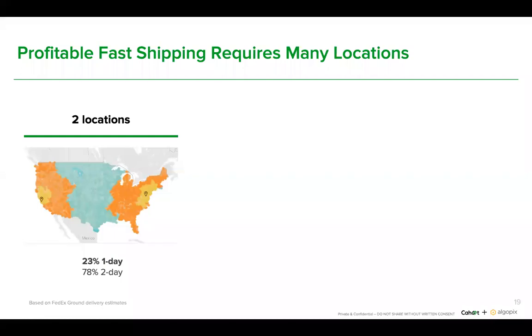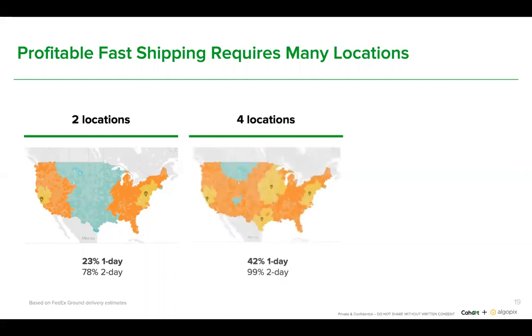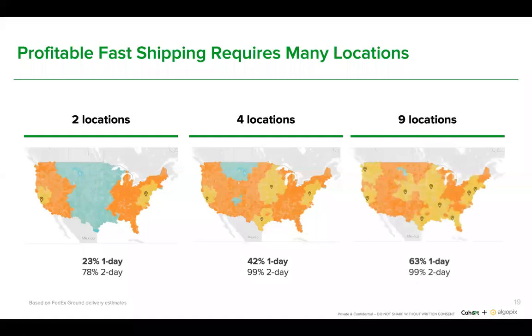But with 2 strategic locations, and mind you, these are strategic locations, New York and Southern California, you'll achieve about 23% of the US population coverage in one day, about 78% in 2 days. So if your warehouse is located in the middle of the country, you probably will get even less. 4 locations will get you a little bit closer to 40% coverage in the US for 1 day, and about 9 locations, next slide, will get you to about 63%. So there are a lot of locations needed, and that's where you need assistance with fulfillment. Next slide, please.